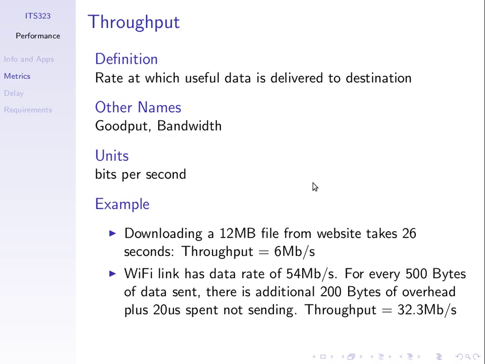So, like the examples I just illustrated, if I was downloading a 12 megabyte file from a website and it took 26 seconds, calculate the throughput. How? Throughput is the rate at which useful data, in this case the file, is delivered to the destination. And here we'd really talk about the average throughput. On average, if we take 26 seconds to send 12 megabytes, we're sending or receiving at 6 million bits per second. How? Just file size divided by time.